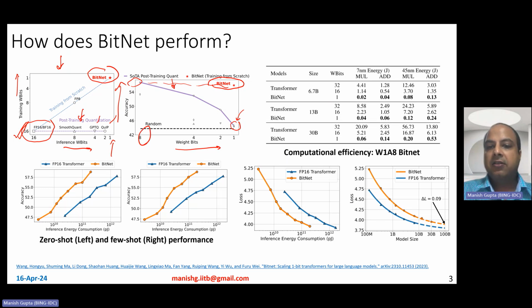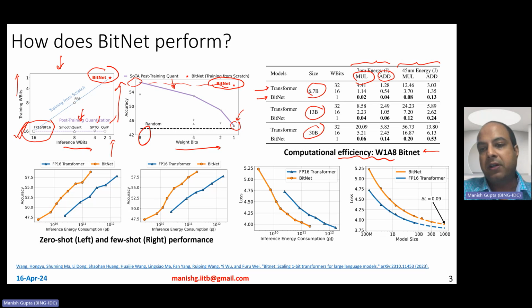Okay. So that's that. Now, talking about the computational efficiency of this BitNet model, W1A8, basically meaning 1 bit for weights and 8 bits for activations, that kind of model. What do you observe? And this computational efficiency has been measured on two kinds of processors, 7 nanometer and 45 nanometer processors, okay, for multiply and add operations, right? So basically, here is a comparison on three different model sizes, 6.7 billion, 13 billion, and 30 billion model sizes, comparison between transformers and BitNet models, okay?